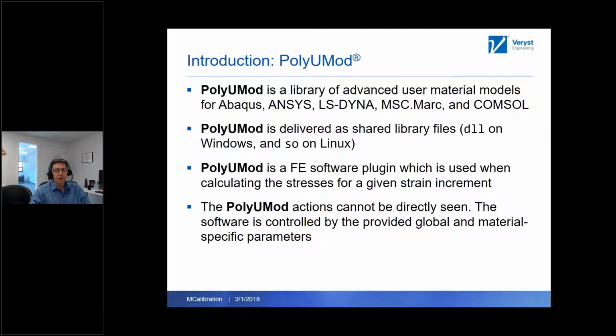The software that I will talk about here today is the PolyUmod software and the MCalibration software. So PolyUmod is a library of advanced material models. So it's a plugin that sits inside or is used by the Finite Element software. It's a shared library file, so you can't really see what it's doing, but it's being called by the Finite Element software at each integration point, typically during a simulation, to calculate stress and strain for the analysis.